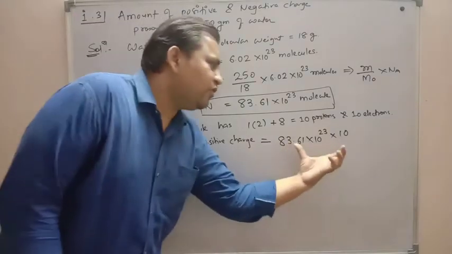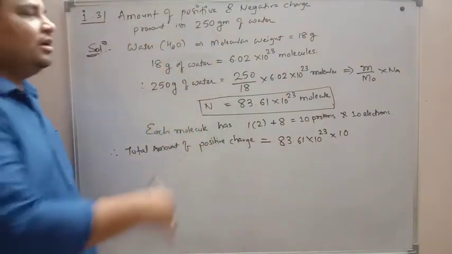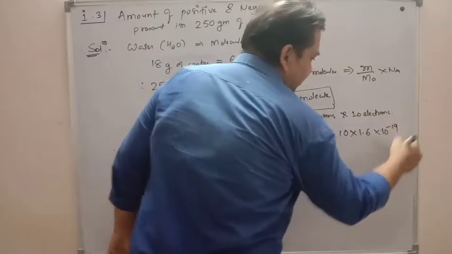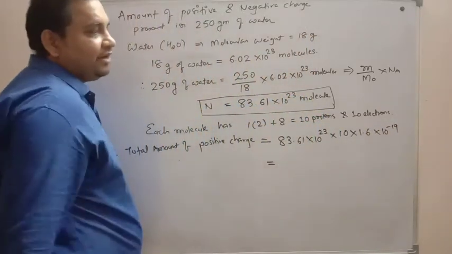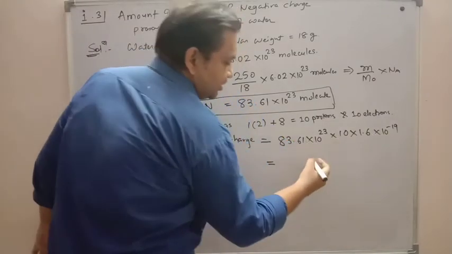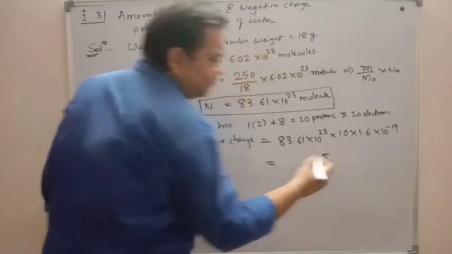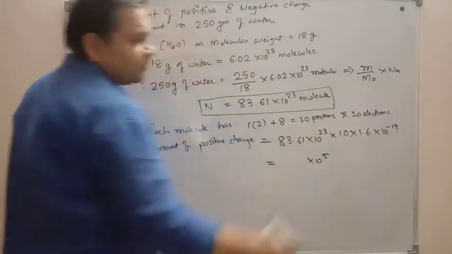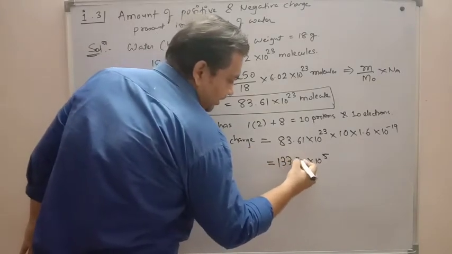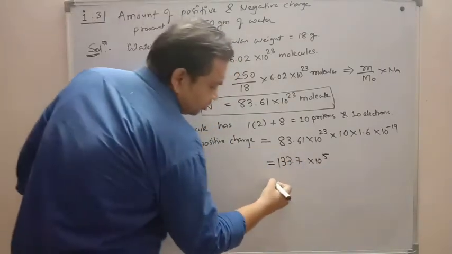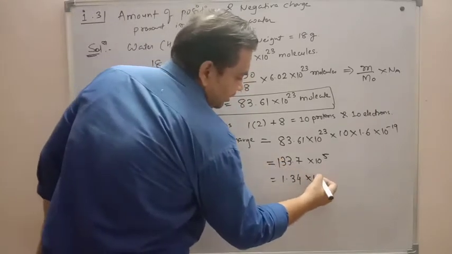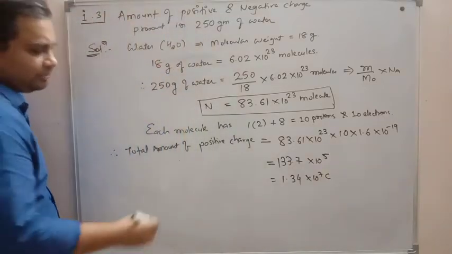So this is the total number of protons present in water, multiplied by the charge on each proton, 1.6 into 10 power minus 19. See, 23 minus 19 is 4, plus 10, so it is 10 power 5. 83.61 into 1.6 comes out to be 133.7. So the amount of positive charge is 1.34 into 10 power 7 coulomb.